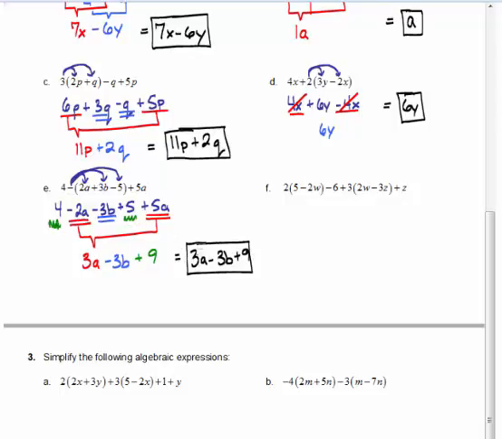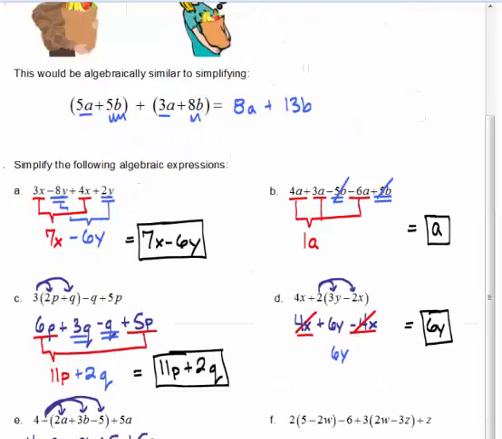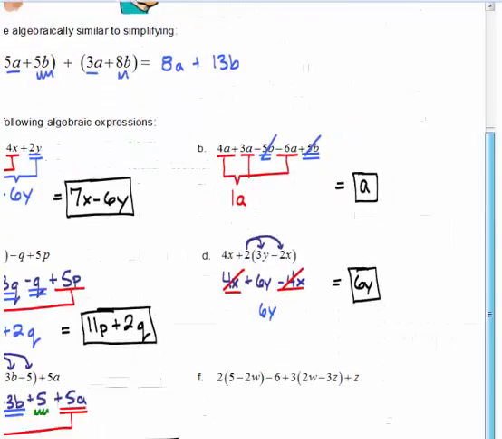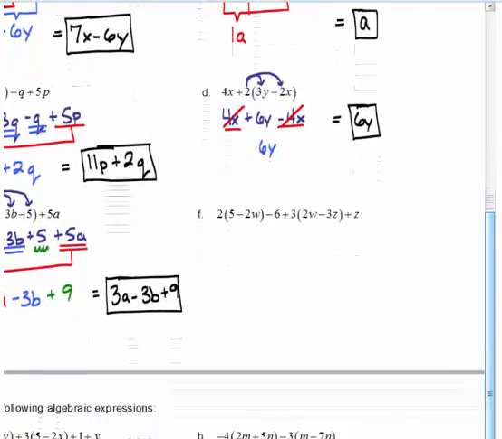Alright, a lot of parentheses in this next one over here. Let me make the screen a little bigger so I can see that one a little closer. Okay, so for this one, first thing we're going to do is distribute the parentheses here. So let's do that one first. 2 times 5, that's going to become 10. 2 times negative 2, that'll be minus 4w.